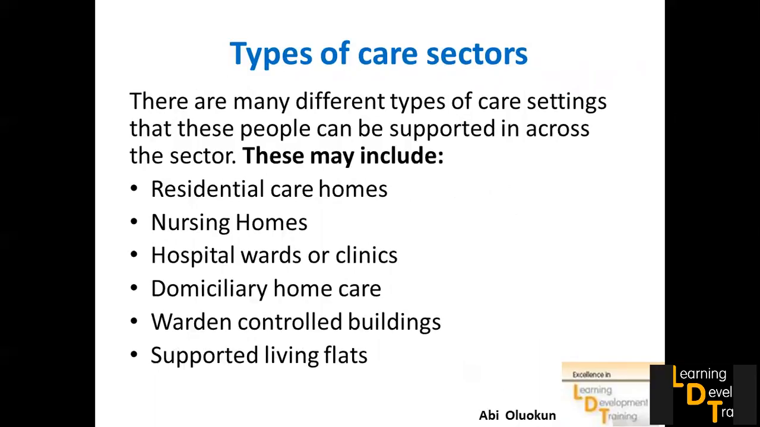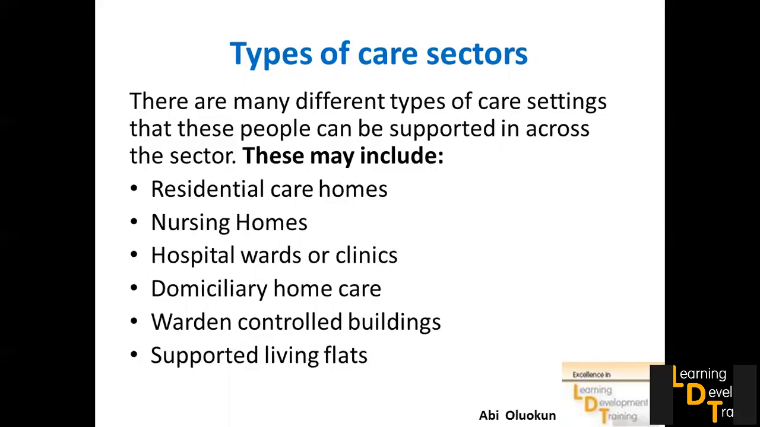So there are many types of care settings that you can choose to work in. These elderly care people can be supported in different kinds of homes. And these include residential care homes, or you might be working in a nursing home, hospital wards, or clinics, domiciliary home care, warden controlled buildings, supported living flats. And this characterizes the kind of setting that you are actually working in.